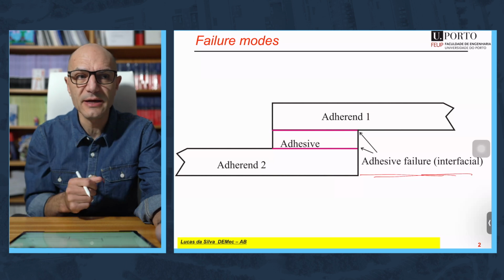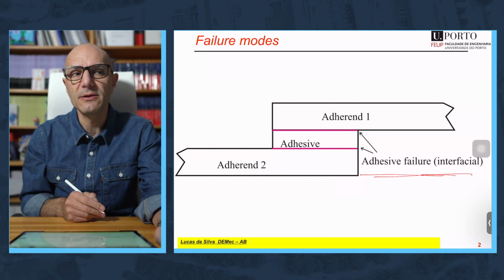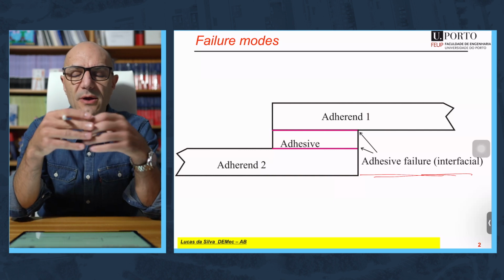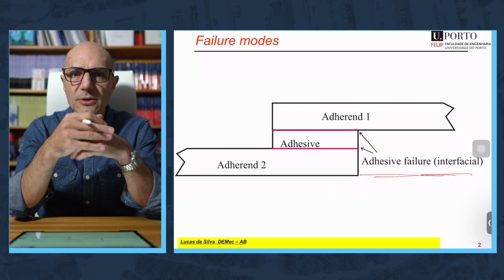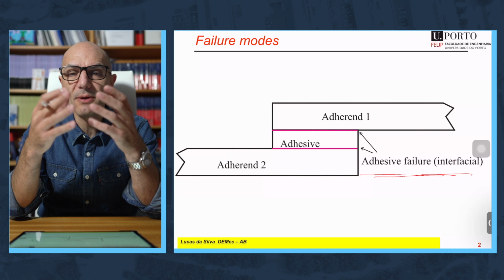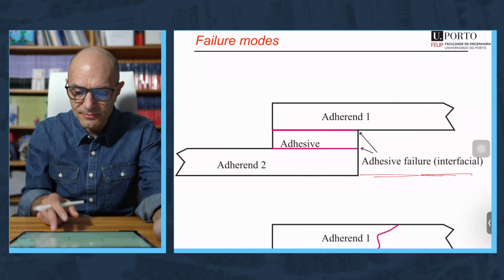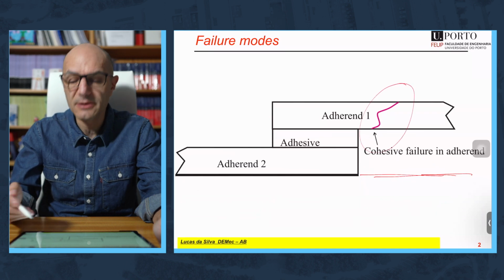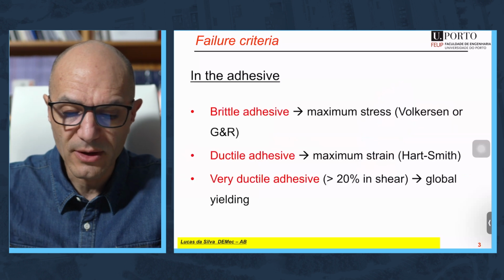We cannot design a joint that fails at the interface, and we have seen in the theory of adhesion that the work of adhesion, when the surface treatment is properly done, is higher than the work of cohesion. So if this happens, this is a problem of production, basically. It should not happen. And finally, you might have a cohesive failure in the adherent. This is the ideal situation, and I can also live with this.